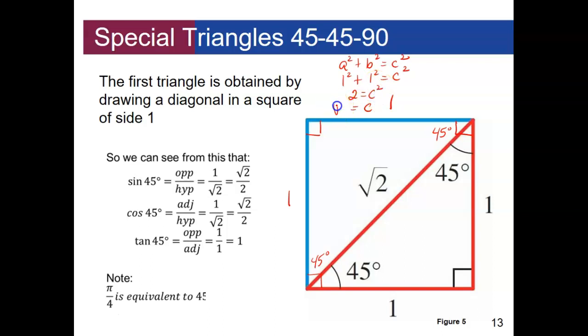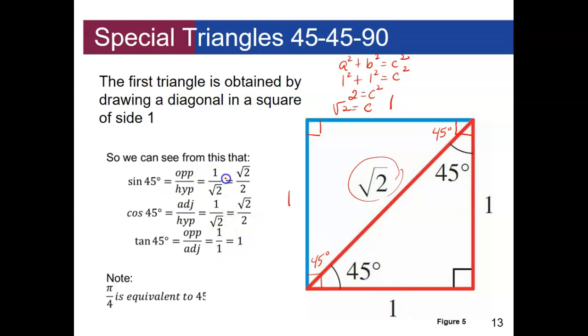So C is going to be the square root of 2, and that's where we get this hypotenuse value here. So if I wanted to look at finding the sine of 45, for instance, the sine of 45 is opposite over hypotenuse. So 1 over the square root of 2, and that rationalized is going to be the square root of 2 over 2. Cosine is adjacent over hypotenuse, so same thing again. Tangent is opposite over adjacent, so 1 over 1 is 1.